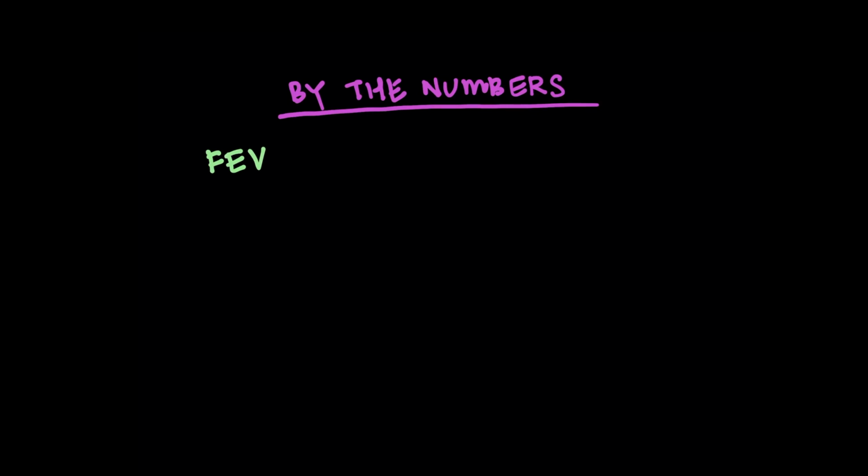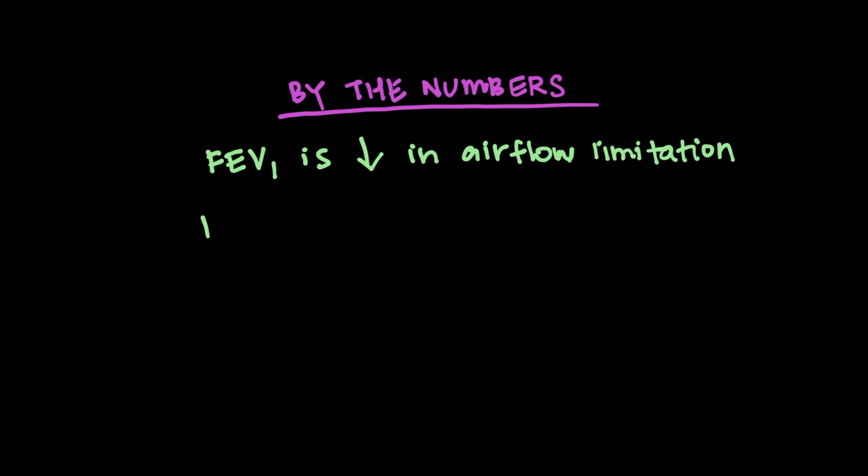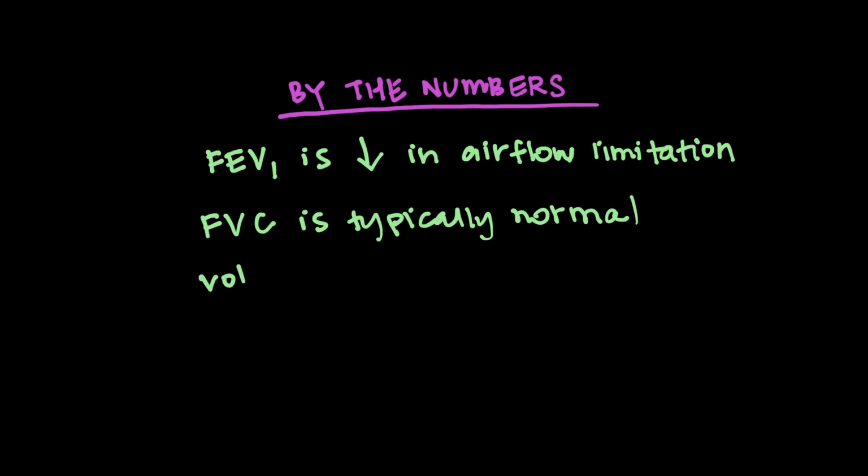So by the numbers, they talk a lot about FEV1, right? So FEV1 should be reduced in airflow limitation. When we say airflow limitation, we mean things like asthma, COPD, something that's sort of tightening the airways, making it harder for air to get out, okay? For FVC, the forced vital capacity, that's usually normal in these sort of obstructive airflow limitation diseases. And so that's important to remember.